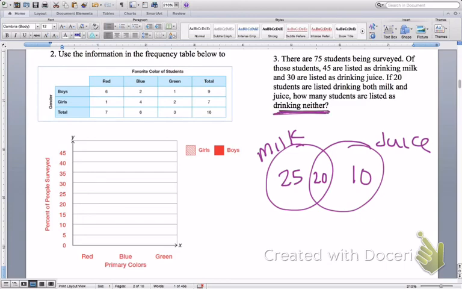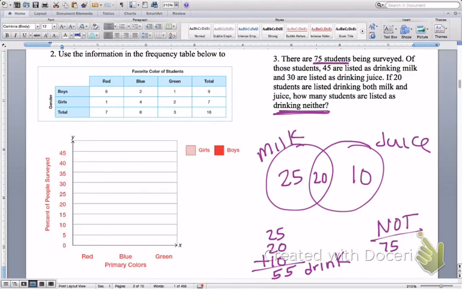So this graph represents who's drinking milk and who's drinking juice, which is a total of 25, 20, and 10. The 25, the 20, and the 10 add up to the students who are drinking something, and that's going to be 55 total. So these kids are drinking some kind of beverage. We want to figure out the ones that are not drinking either beverage. There are a total of 75 students. So from the 75 students, I'm going to subtract 55, which are the ones who are drinking something, to give me a total of 20 who are not drinking anything. So my final answer is 20 students are not drinking either milk or juice.